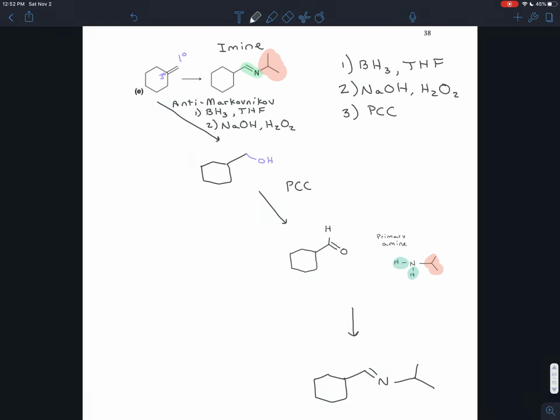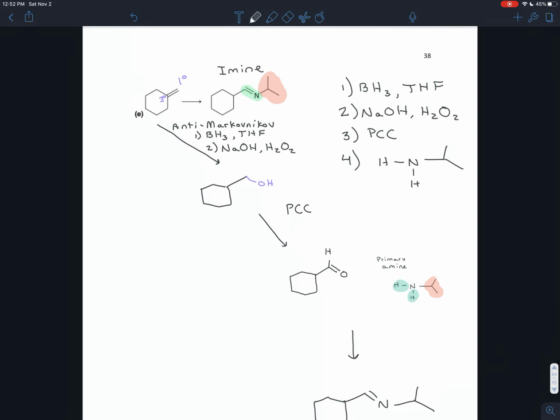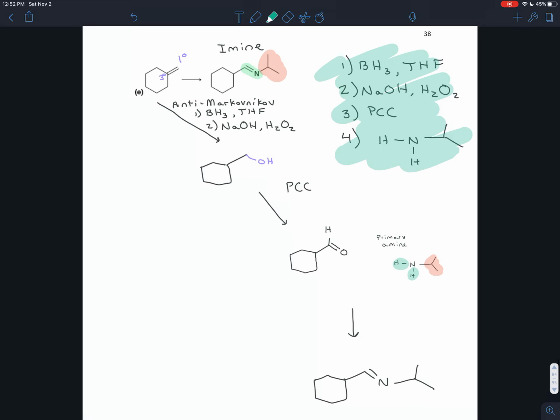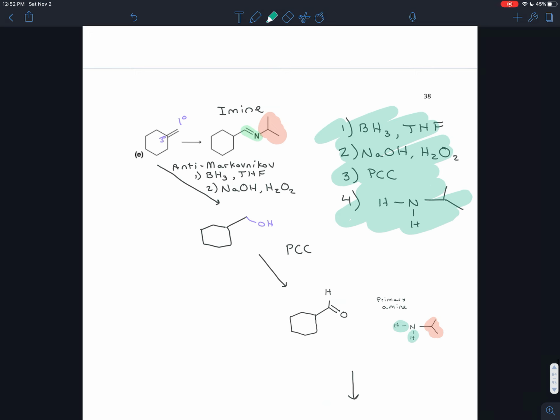Then we use PCC to take the primary alcohol to the aldehyde, and last we treat that with a primary amine, whose carbon chain is based on the carbon chain that we need, that reacts with the aldehyde to create an imine. And so these are the recipes that we would need to make that reaction happen. What gave everything away here was the presence of the imine. That was the unique feature that told us, okay, we need a primary amine and an aldehyde.